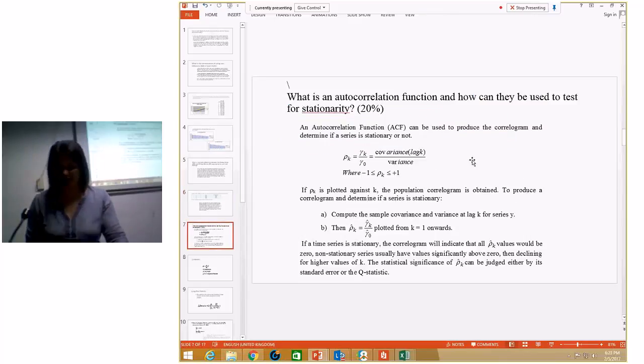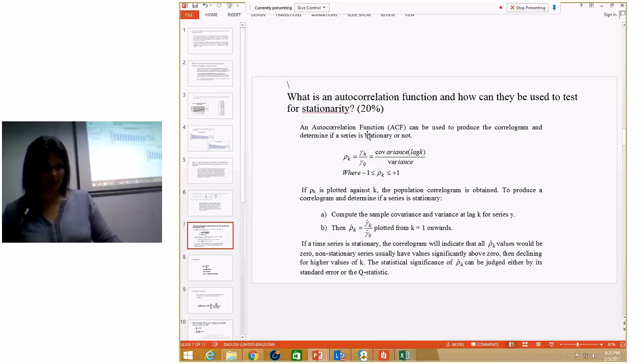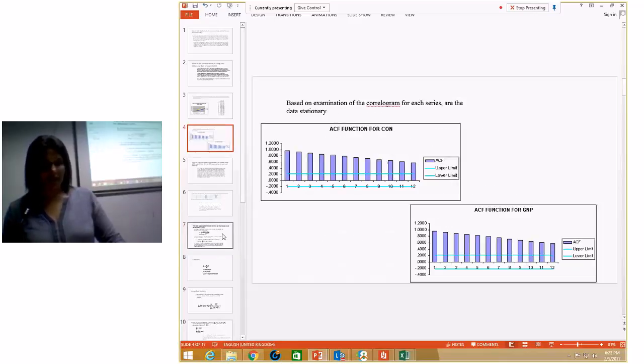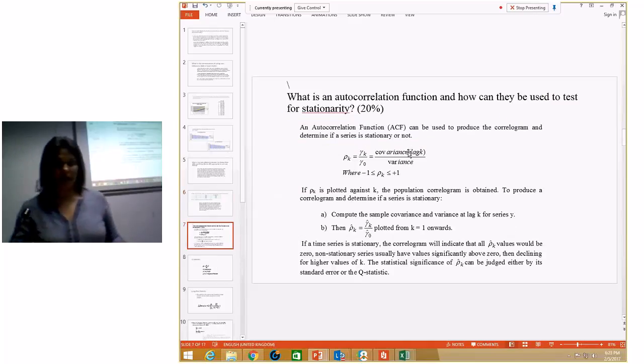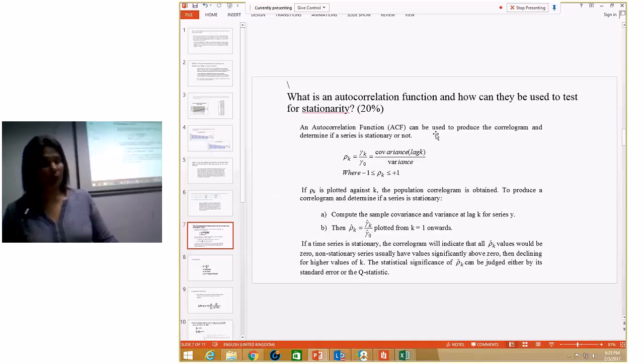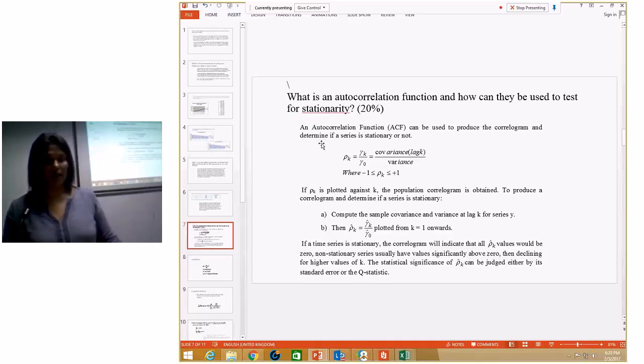Then what is the autocorrelation function and how can it be used to test for stationarity? This is a theoretical question. The autocorrelation function can be used to produce a correlogram to determine if the series are stationary or not.